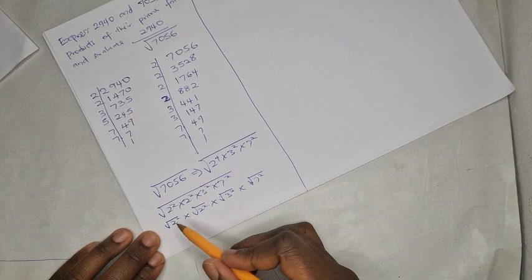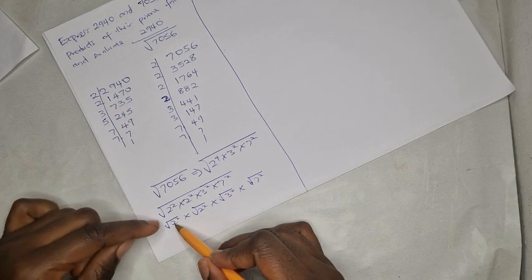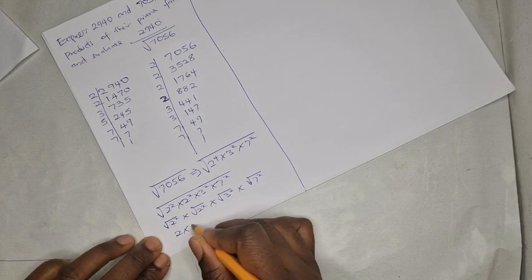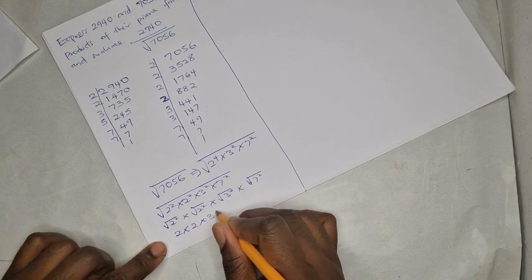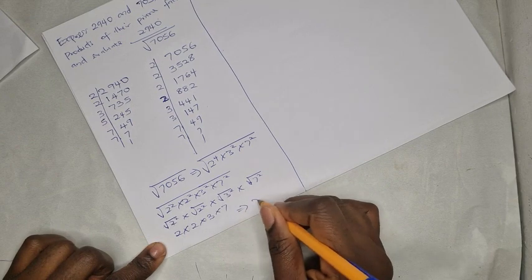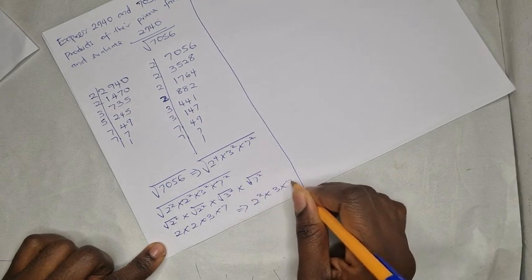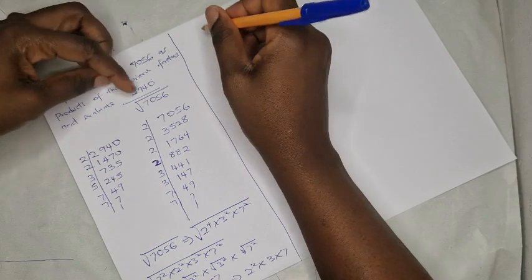Yes, square will cancel square, because if you say 2 times 2, that's 4. Square root of 4 will give us 2. So we have 2 times 2. Same thing, 3 times 3, 9. Square root of 9 will give us 3. So here now we have 2 raised power 2 times 3 times 7. So we can now put it together.